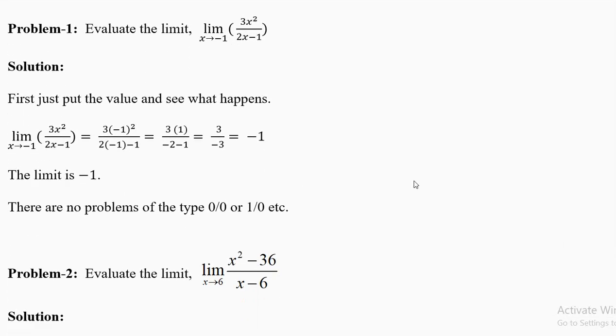Now problem 1. Evaluate the limit as x goes to minus 1 of 3x squared divided by 2x minus 1. Now just put the value x equal to minus 1. 3 into minus 1 whole square, over 2 into minus 1, minus 1. Minus 1 whole square is plus 1, 3 into 1 is 3. 2 into minus 1 minus 1 is minus 3. 3 divided by minus 3 is minus 1. The limit is minus 1. See, there are no problems. In some questions, you'll have problems like 0 by 0, 1 by 0, then you have to worry.